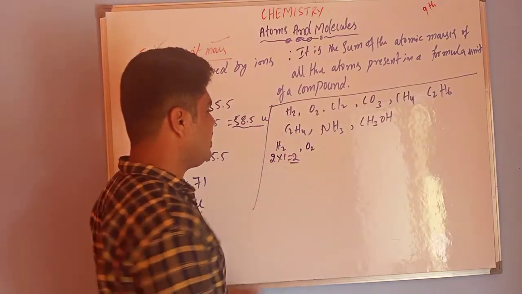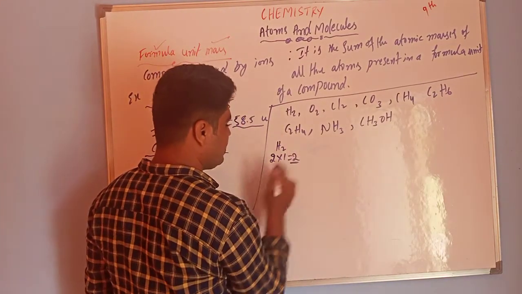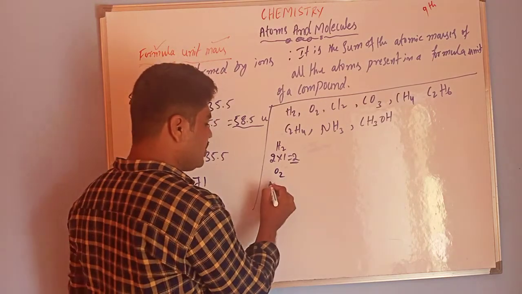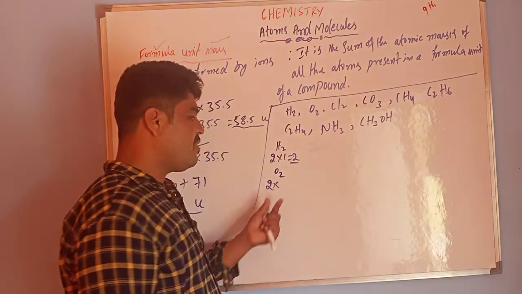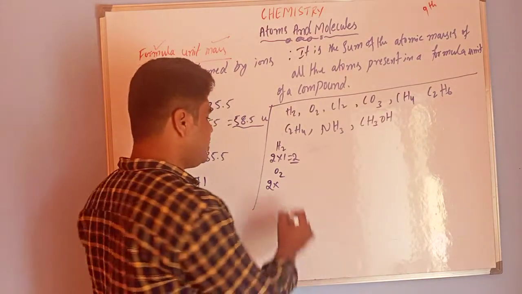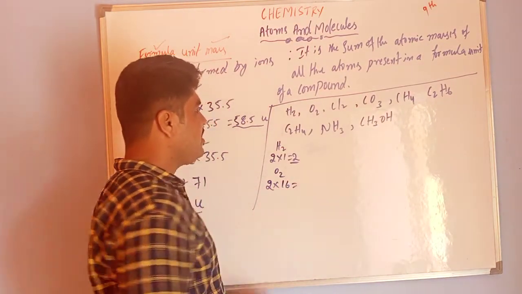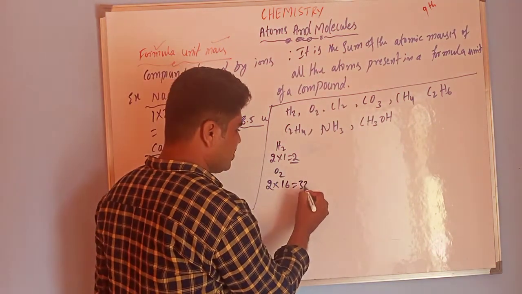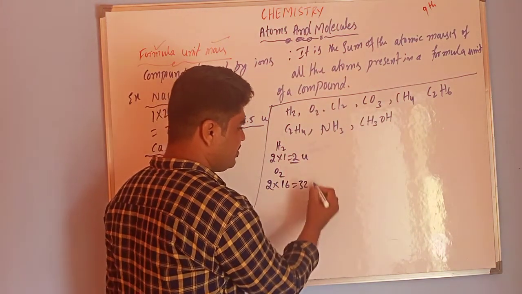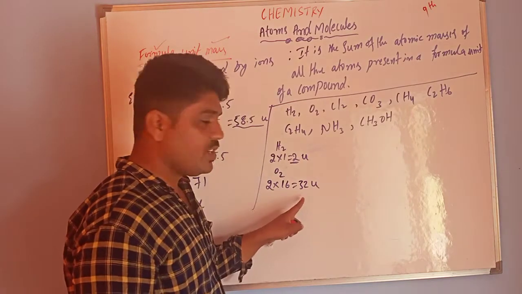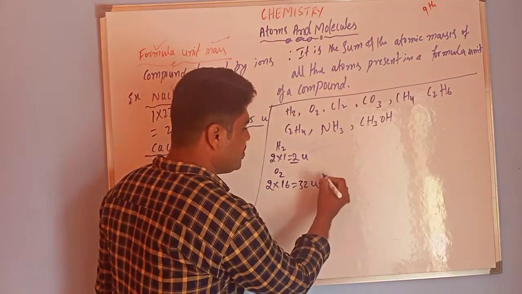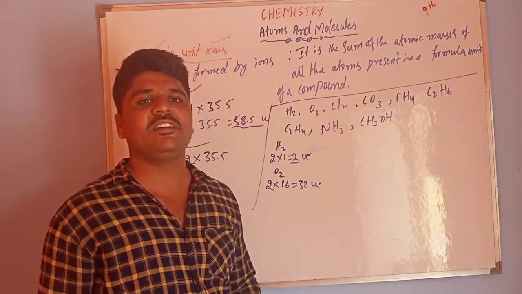For this oxygen, how many oxygen atoms are present? 2 oxygens are present. The atomic mass of oxygen is 16, so the molecular mass of oxygen, O2, is 32 u, small u. Don't confuse it with 324. This is u, unified mass.